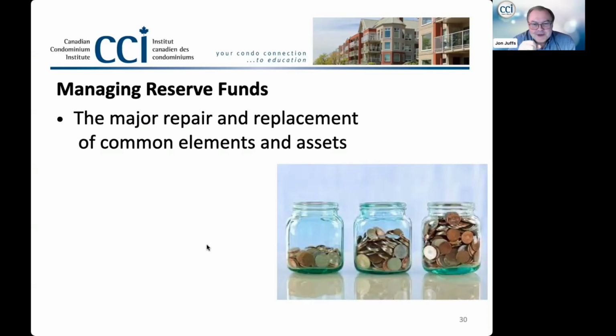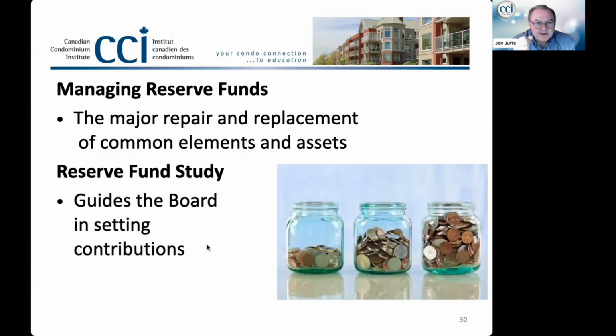There's three jars on the screen because I can do this in three minutes. When it comes to reserve funds, there's three things to remember. You need a fund, as Blair said, a bank account that has reserve funds in it. You need a study, and the study is done by an independent person, and they have to be of prescribed class, typically engineers, architects, and so on. And you need a plan for future funding.